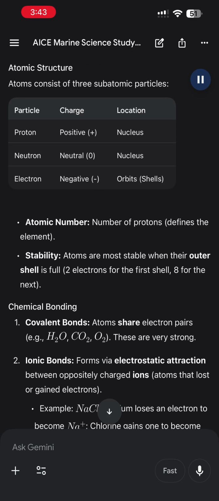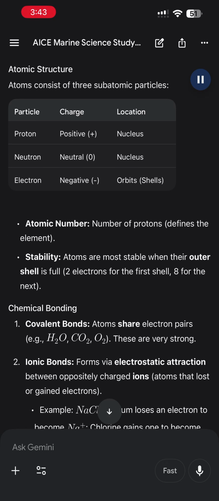Atomic structure. Atoms consist of 3 subatomic particles. Particle, charge, location: proton, positive (+), nucleus; neutron, neutral (0), nucleus; electron, negative, orbits, shells. Atomic number, the number of protons, defines the element. Stability: atoms are most stable when their outer shell is full, 2 electrons for the first shell, 8 for the next.